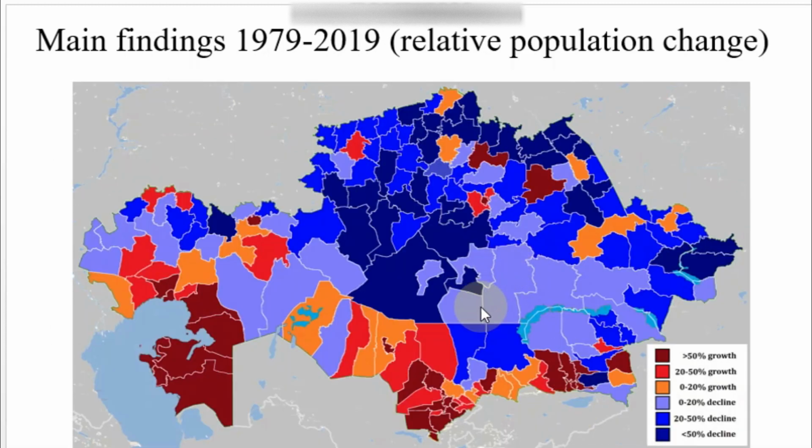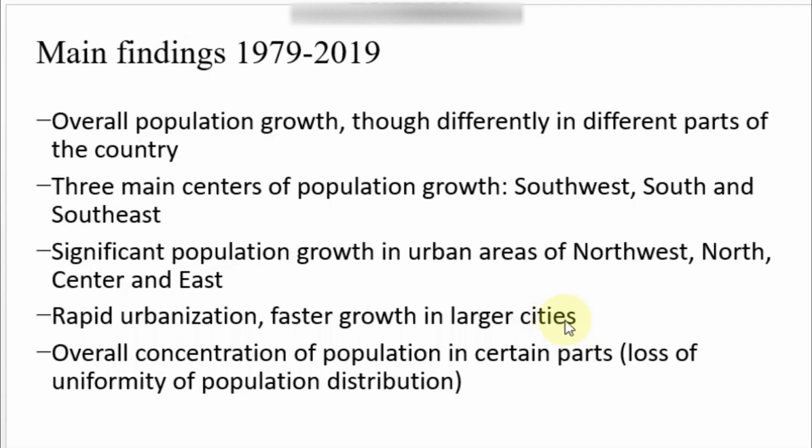So in general, we can identify 3 main centers of population growth in the southeast, south, and southwest parts of the country. And to a lesser extent, we can also relate it to the city of Aktobe and surrounding regions, and to the city of Nur-Sultan and its surroundings. To a lesser extent, it relates also to other urban areas in the northern parts of the country. So these are the main conclusions of the paper.